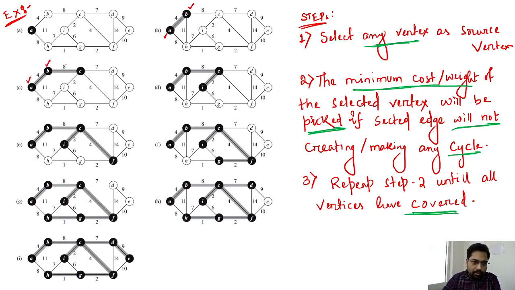Now we have three options. Out of these three options we have to pick the minimum one. Here you can check, the possibilities are either you can pick 8, you can pick 11, or from C, 2, 4 and 7. So out of these five options the minimum is this one. That is why we will pick C to I.